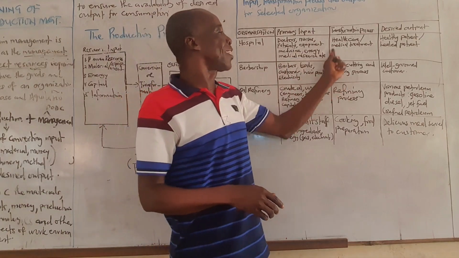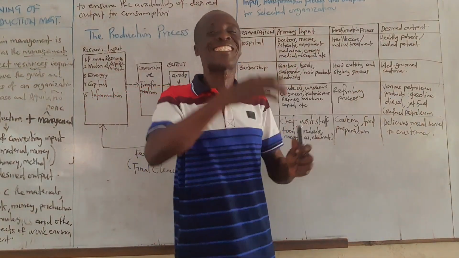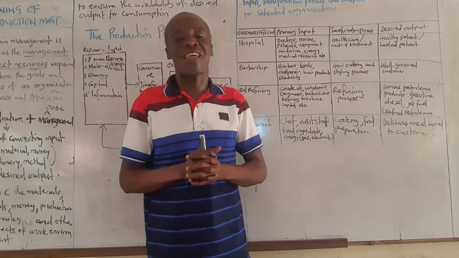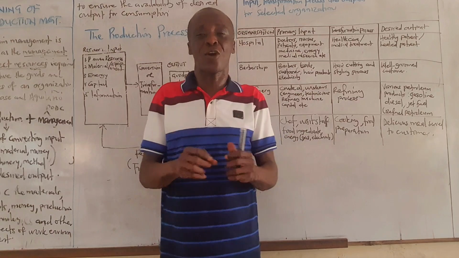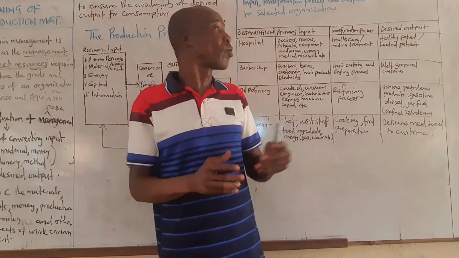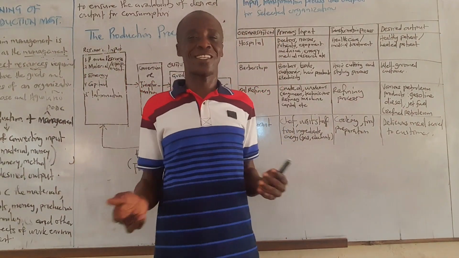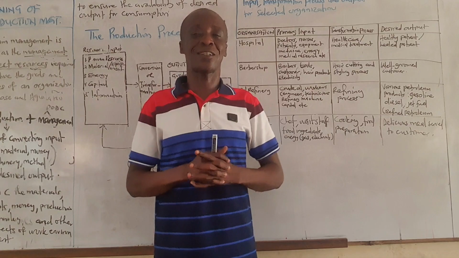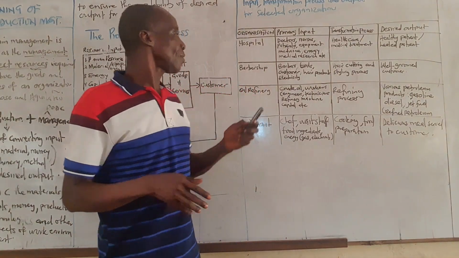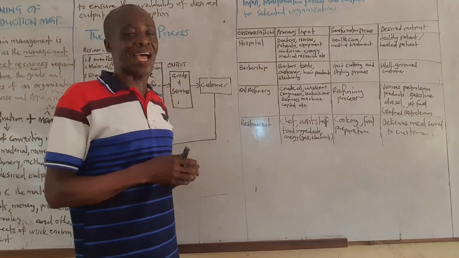Then when you have gone through this transformation process, healthcare or medical treatment, then the desired output will be what? Healthy. So the one who went there and was sick will now become healthy. All things being equal, the person will be healthy. So healthy patient or healed patient. So that is for hospital. Then the next organization is what? Barber shop.